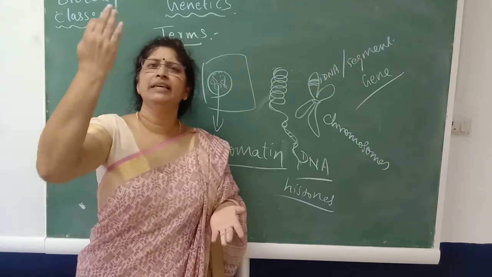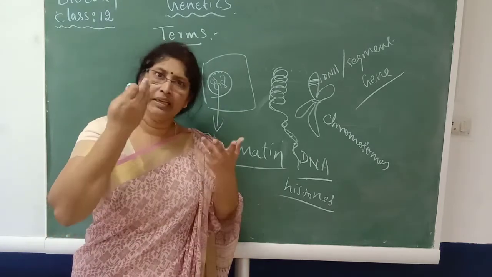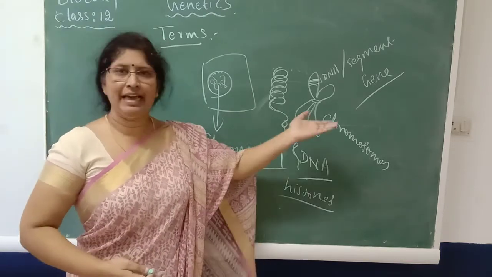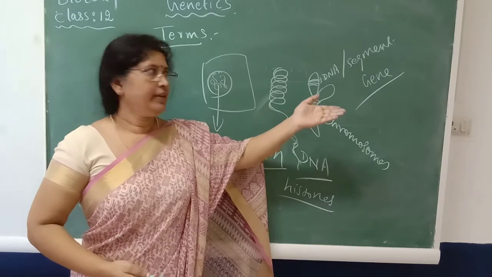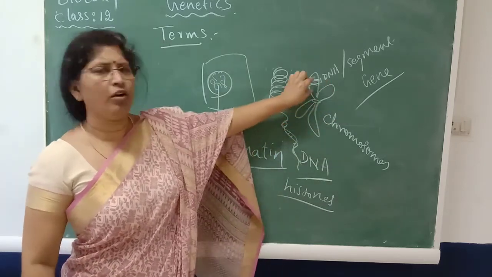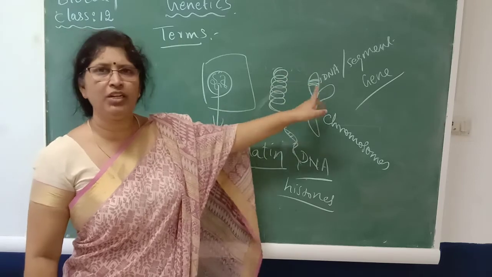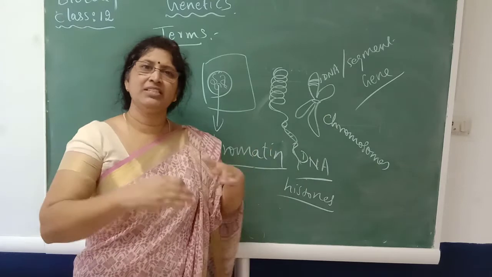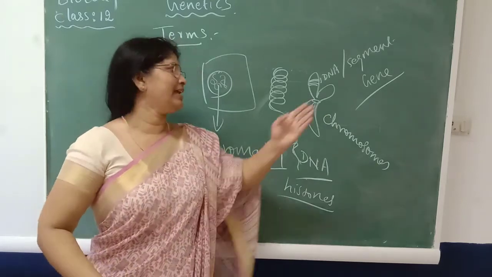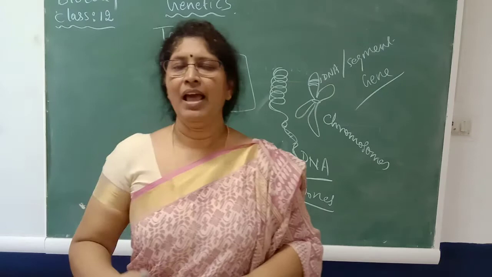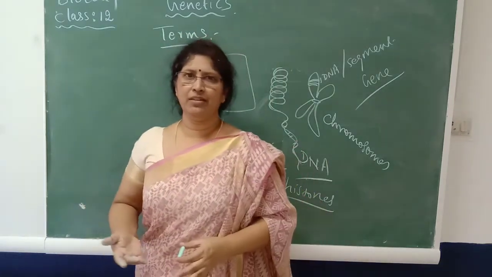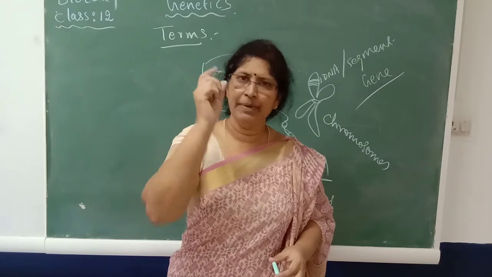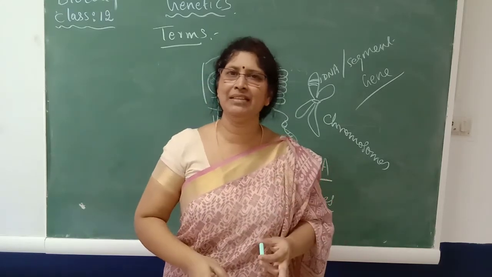For example, the height of an individual or the color of eyes or the color of skin and so on. Any character which is being expressed is done by a short segment of DNA present on the chromosomes. Is it clear? That short segment of DNA which is responsible for expressing a character is what is called a gene. And these genes are transmitted from the parents to offspring by the process of cell division, and basically it is through the gametes, the male gamete and the female gamete.